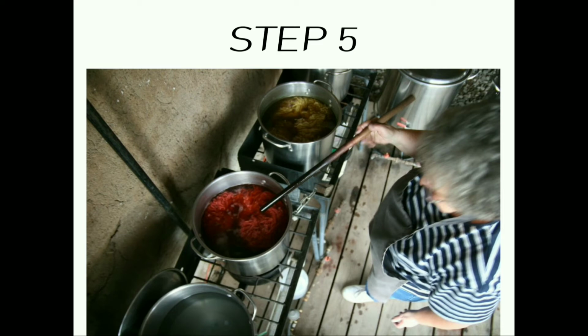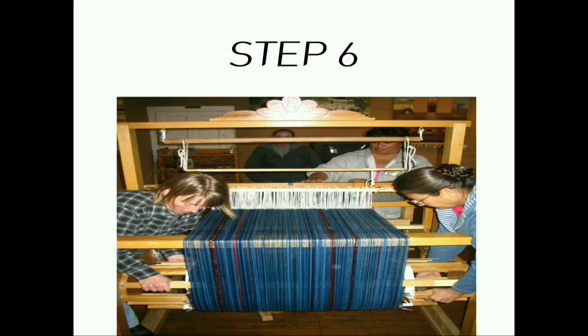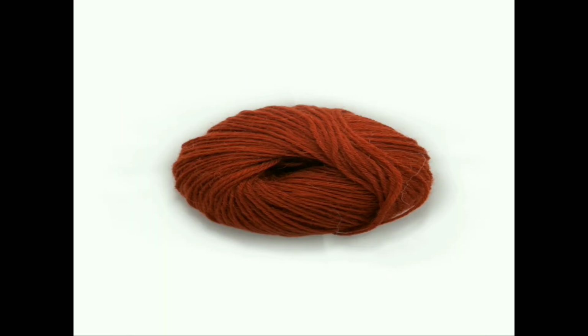Step 5. The fibers are now dyed in various colors and are straightened. This process is called dyeing. Step 6. Now the fibers are combed and then rolled into yarn, which is now ready to make your sweaters. This process is called rolling.